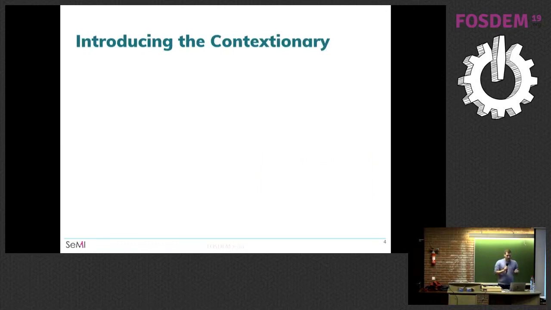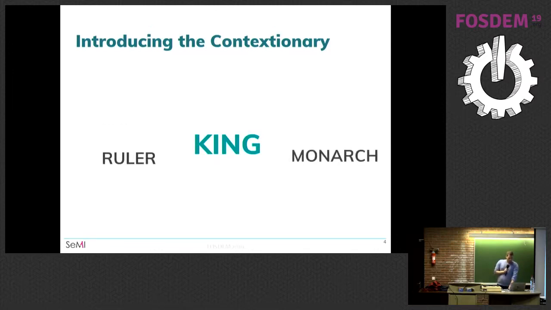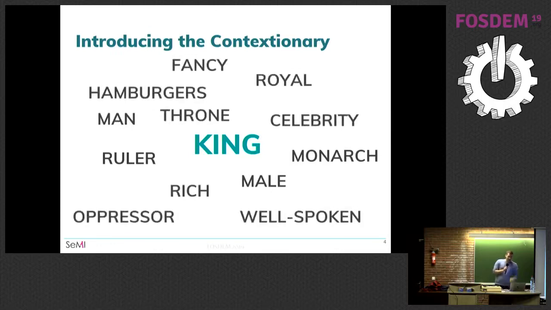To understand the part contextual, I want to introduce the contextionary. That is an AI-based natural language tool that helps add context to words. I think it's best explained with an example. Think of the word king. These are the associations I had while building these slides. King could be a ruler, a monarch. Also man and male are somewhat related to the word king, and all kinds of other associations. So we have fancy, royal, could be an oppressor, could be well-spoken, and depending on how hungry you are this morning, could also be hamburgers.